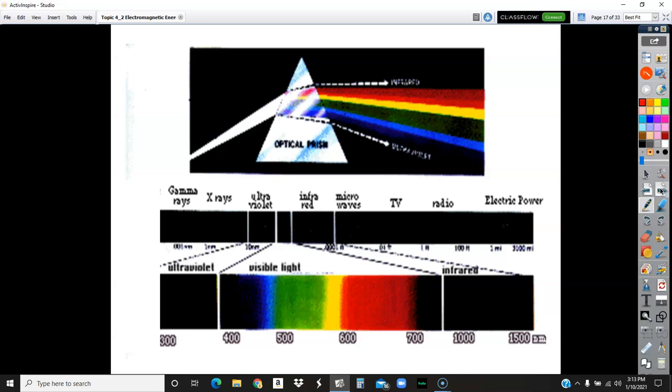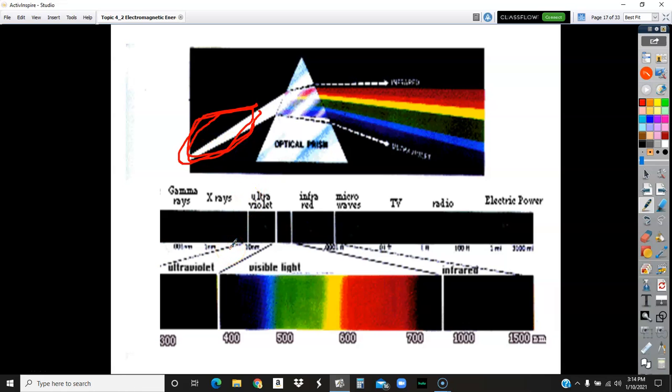This just shows a prism. So you take white light. White light is just a combination of all the colors. So when you take your violet, your green, your blue, your yellow, your orange, your red, you put them all together, all the wavelengths blend together. That's what white light is. White light is just blended together.